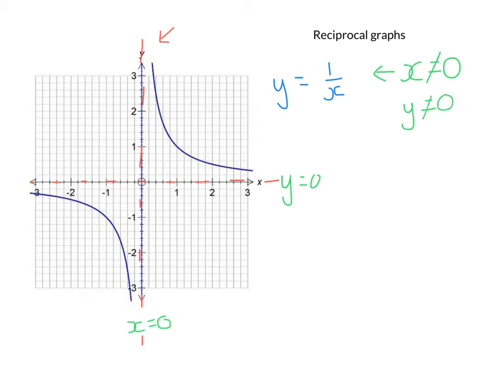So I can look at that algebraically, and that makes sense, because if I put x is equal to 0, 1 over 0, well, that isn't going to work. That's impossible. It will come up as math error on my calculator.